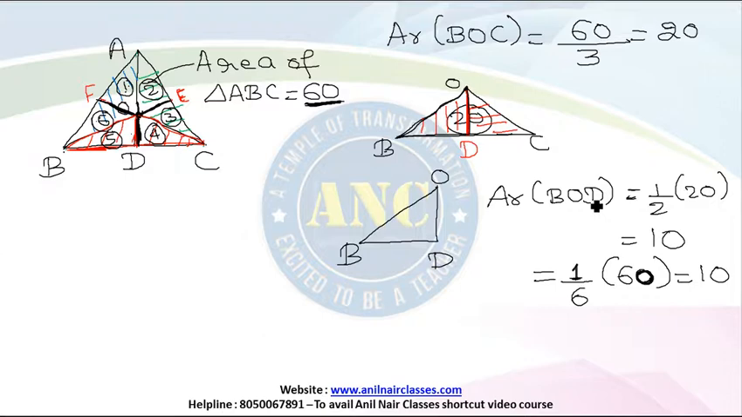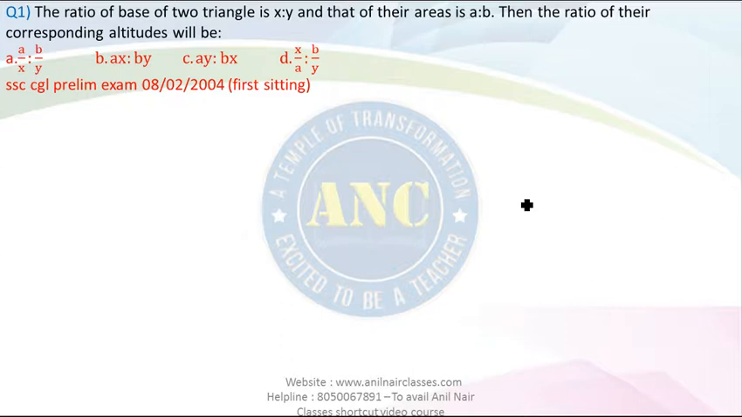Now let us switch on to some beautiful problems and understand how easily we can solve such kind of questions, probably in the easiest way and in the least time possible. Now see here, I am switching on to my first problem in this beautiful concept called area is proportional to base and height. This question was asked in the SSC CGL prelims exam in the year 2004. Let us read the question and solve it.